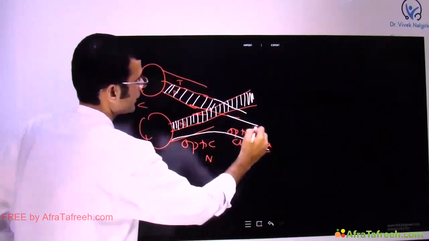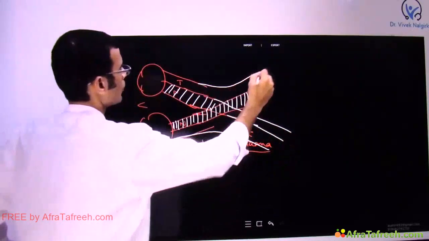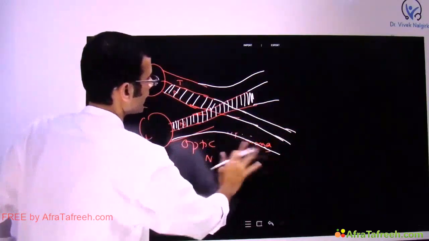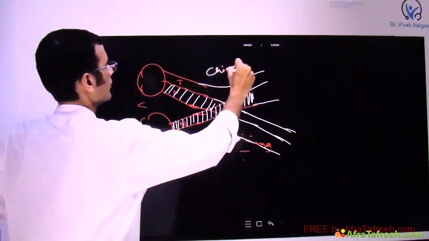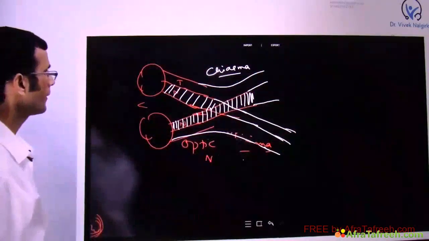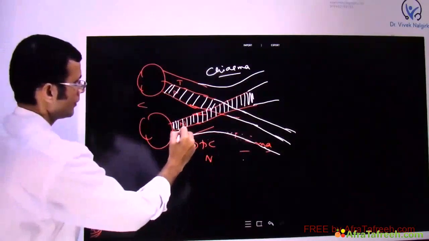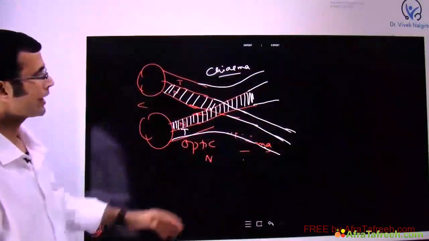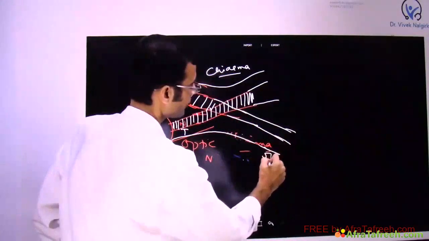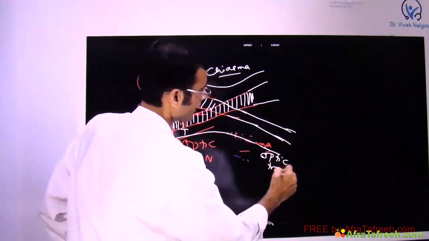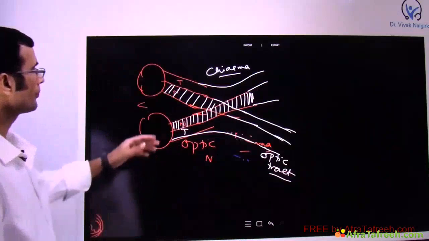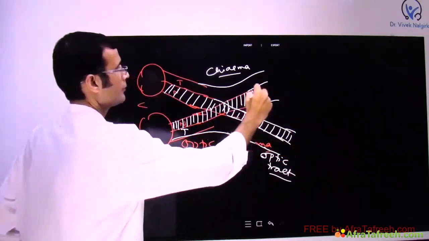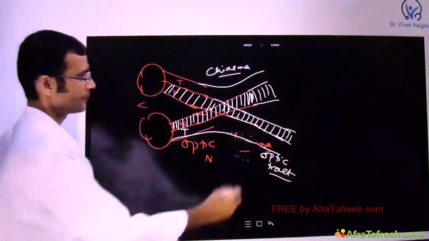And they are joined by the temporal fibers of that same side. This is the optic chiasma, the crossing over of the fibers. The outer fibers, they have remained on the same side. Nasal fibers crossed over, and then that forms the optic tract. So optic tract is made up of nasal fibers coming from the opposite eye and temporal fibers of the same eye, same side. That's the optic tract.